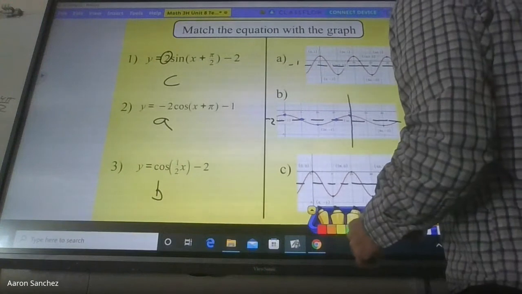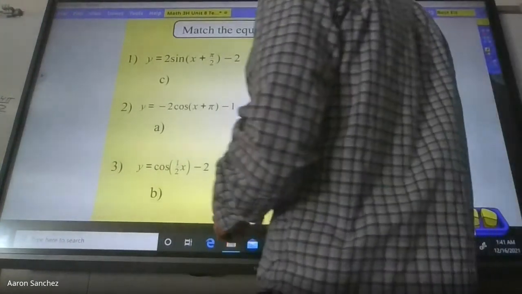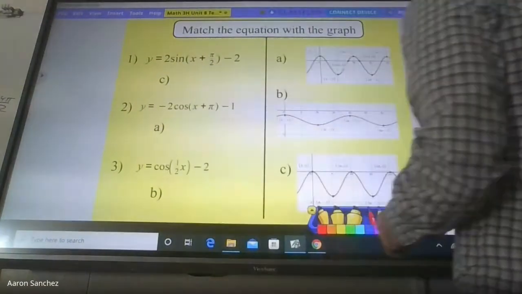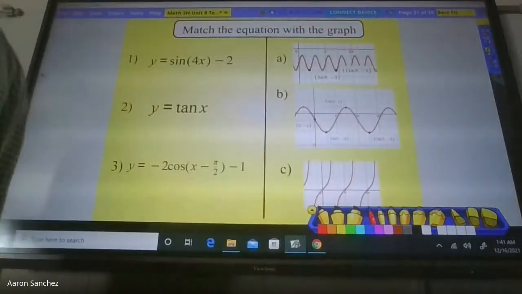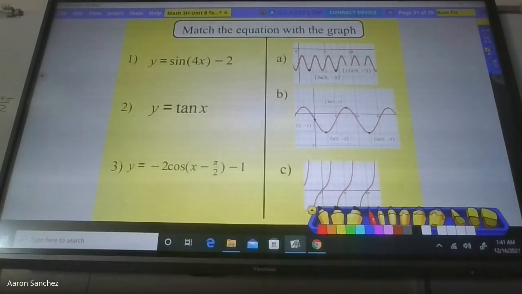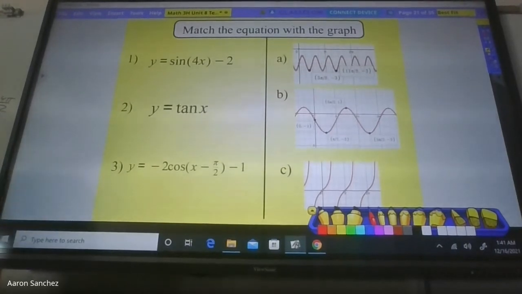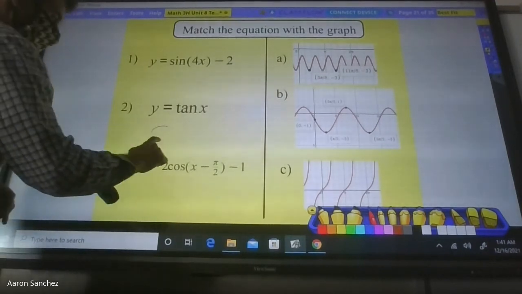This one, let's see if we can eliminate. Oh, we have 3 of them. Oh no, that's the answer. Okay. Which one can you figure out right away off the bat you can knock out? Tangent. Tangent is C. Remember we did tangent one day? All you have to do is recognize tangent. You don't have to graph tangent or anything, just be able to recognize it. So guess what? Boom. C.